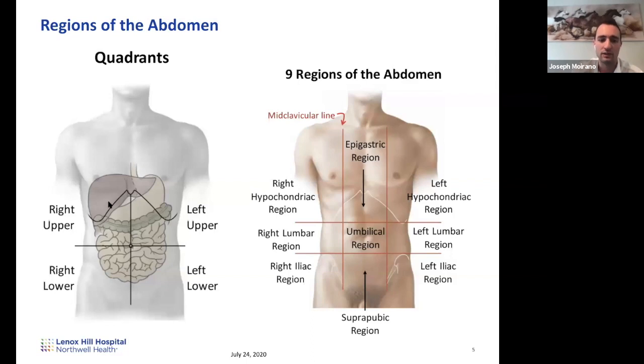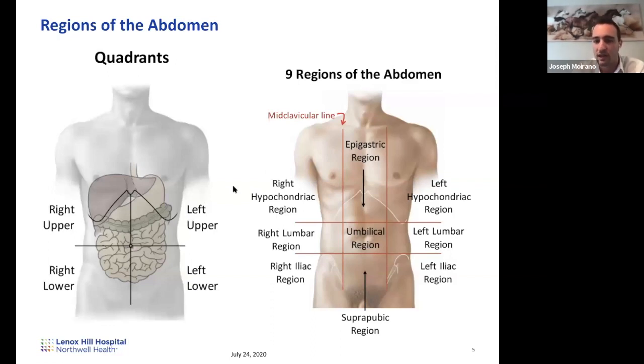And the main point of this is just to be able to recognize what different organs are within these different regions. So when we're looking at the quadrants, there are four main quadrants: right upper, left upper, right lower, and left lower. And then when you're looking at the regions of the abdomen, it's a little bit more specific, dividing into smaller areas than the quadrants.